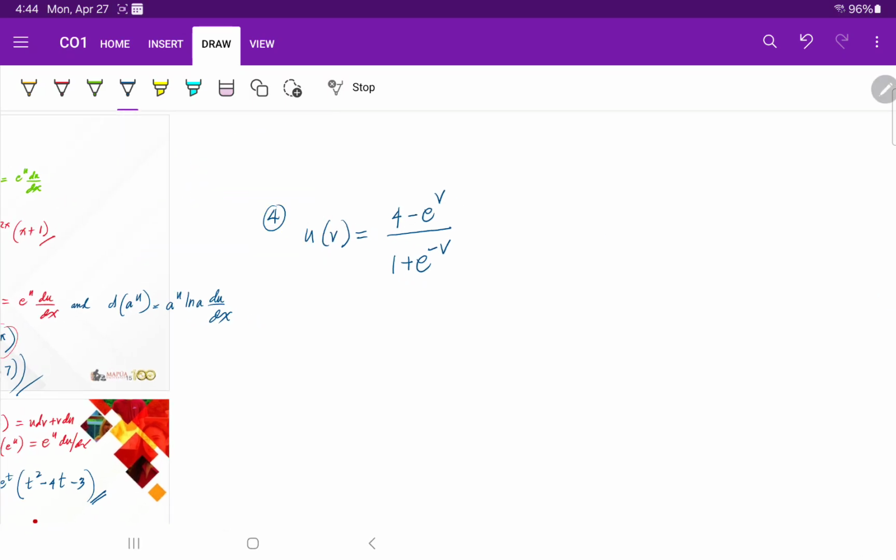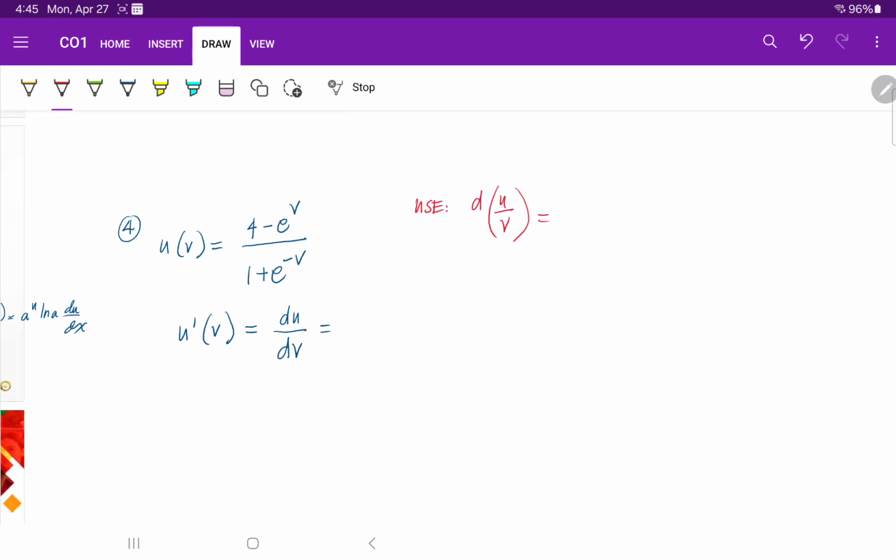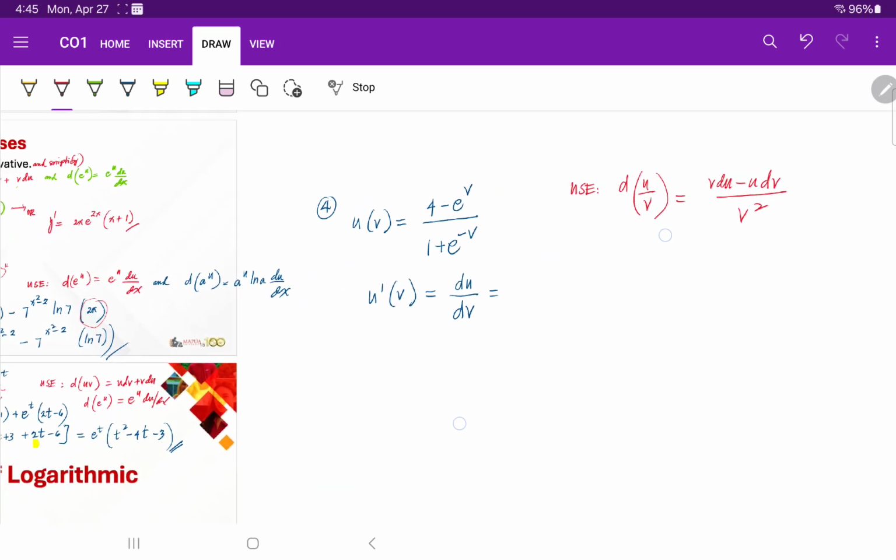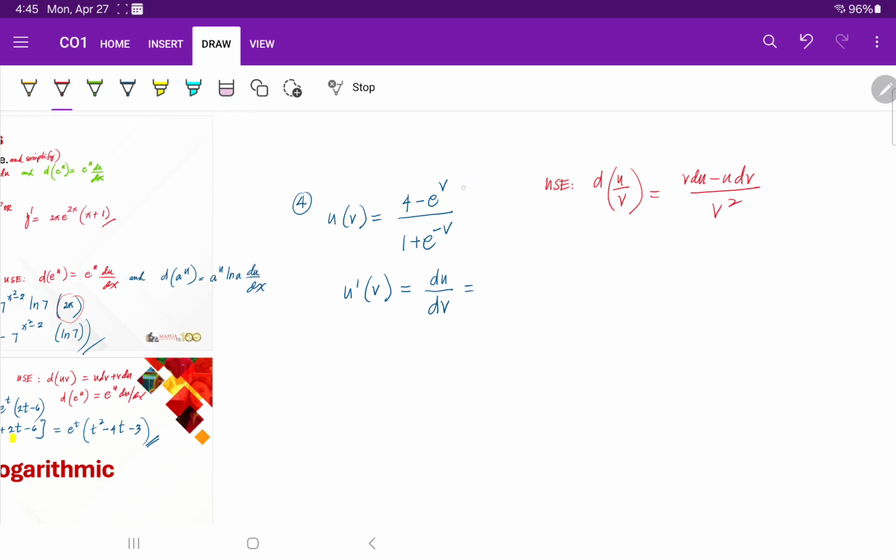So how do we solve for the derivative? You have u prime of v, or sometimes you could write this as the derivative of u with respect to v. And so what formula do we use here? We have to use the derivative of a quotient, u over v. So you have v du minus u dv over v squared. So here, this is our u and this is v.